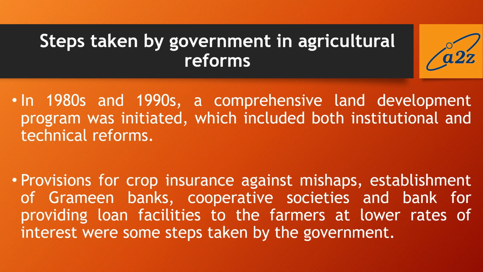Steps taken by government in agricultural reform. In 1980s and 1990s, a comprehensive land development program was initiated which included both institutional and technical reforms. Provisions for crop insurance against mishaps, establishment of Gramin banks, cooperative societies and banks for providing loan facilities to the farmers at lower rates of interest were some steps taken by the government.